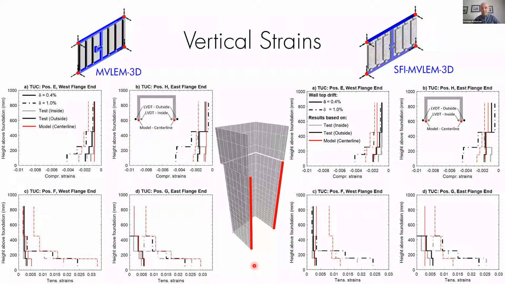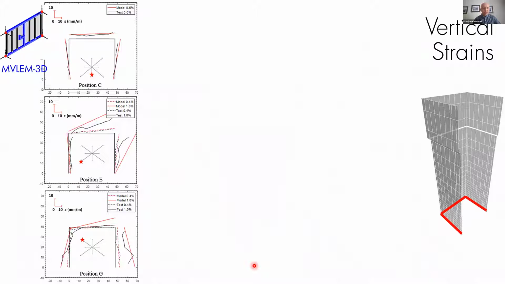along the height. And here's that plot of the strains along the base of the wall. So here we're looking at the MVLEM 3D model first. So looking at the base of the wall here and the vertical strains, right? And at this particular position C, you can see that even this MVLEM model does a pretty decent job in terms of predicting the neutral axis depth, the magnitude of these strains, and the distribution. And this is because we're loading it in the principal direction, right?